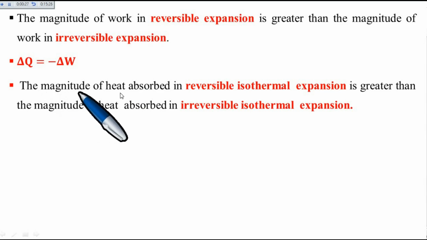You can say that the magnitude of heat absorbed in reversible isothermal expansion, because when you are in isothermal expansion, you have the heat which is absorbed as you have seen. So the magnitude of heat absorbed in reversible isothermal expansion is greater than the magnitude of heat absorbed in irreversible isothermal expansion, because here the magnitude of Q is equal to the magnitude of work. If this scenario worked for the work done, it also works for the heat.